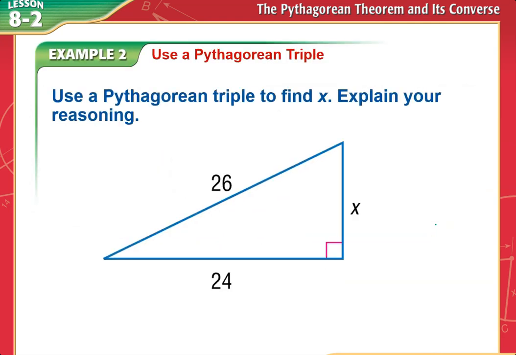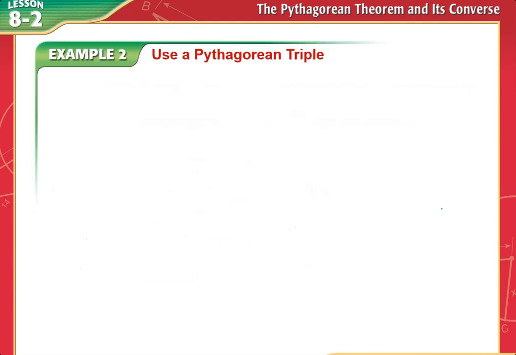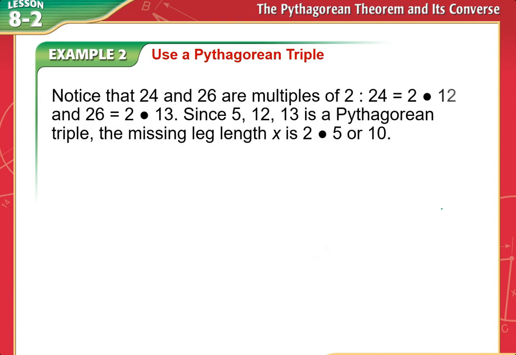Okay, use a Pythagorean triple to find x. Explain your reasoning. Okay, so we have 24, 26 as a hypotenuse and x. So if you look back at the list, you can see 24, 26 is in the second column there, and then a 10. Okay, so notice that 24 and 26 are multiples of 2 times 12 and 2 times 13. So we're using that one. So Pythagorean triple, the missing leg is 10.